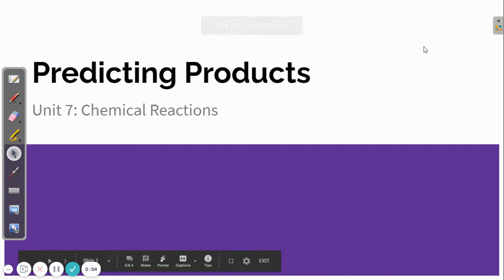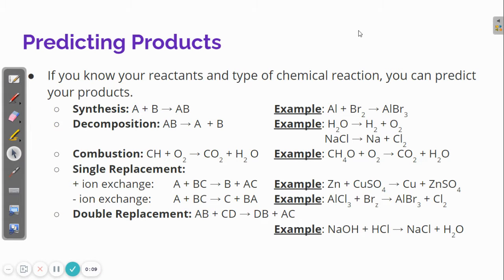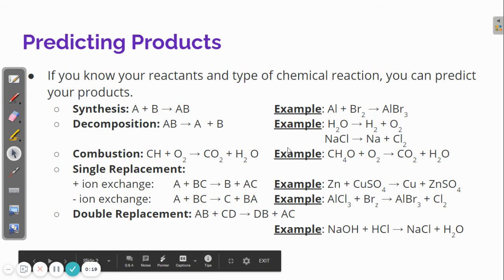Hey guys, we're going to talk about predicting products and go through the examples today. All right, so for predicting products, if you know your reactants and type of chemical reaction, you can predict the products. We're going to follow these general forms, and I do have several examples here, but I'm not going to go through all of them with you. These slides are posted, so go through those on your own.